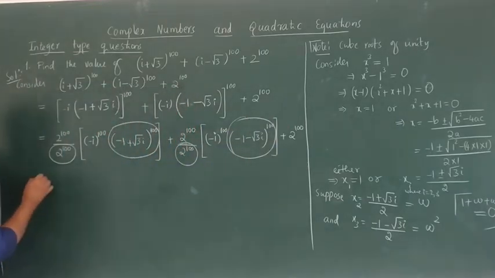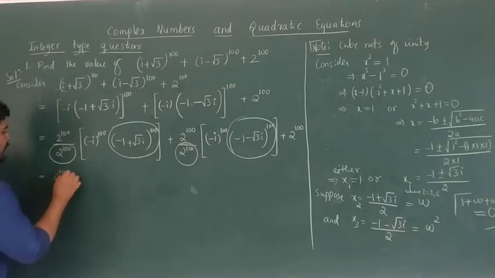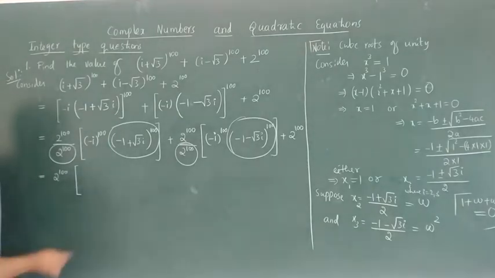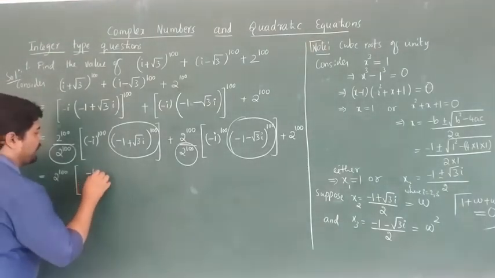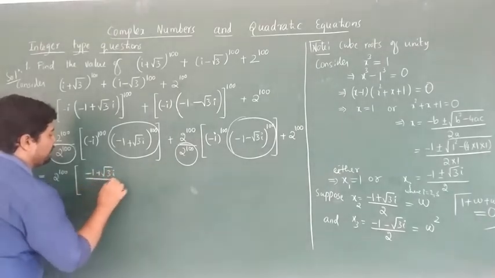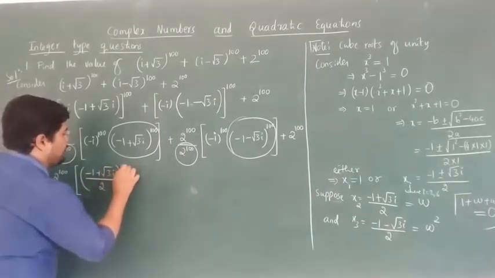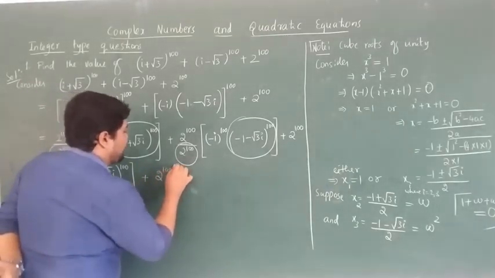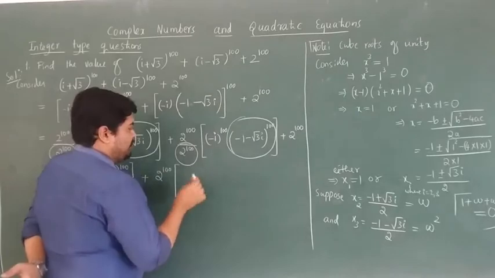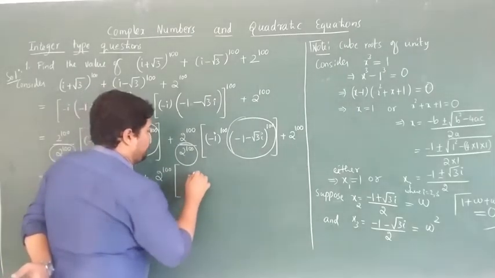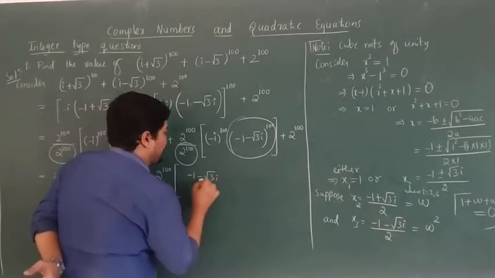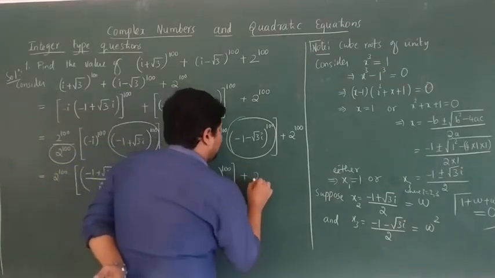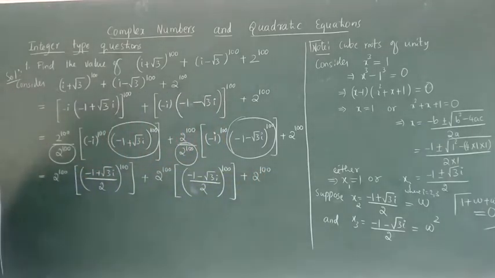You are just left with 2 power 100 into, here minus i power 100 is equal to 1 itself. You are just left with minus 1 plus root 3 i divided by 2 its whole power 100, isn't it? Plus 2 power 100 as it is into minus i power 100 is same as equal to 1. You are left with minus 1 minus root 3 i divided by 2 its whole power 100 plus 2 power 100 as it is. I hope you can understand up to here.